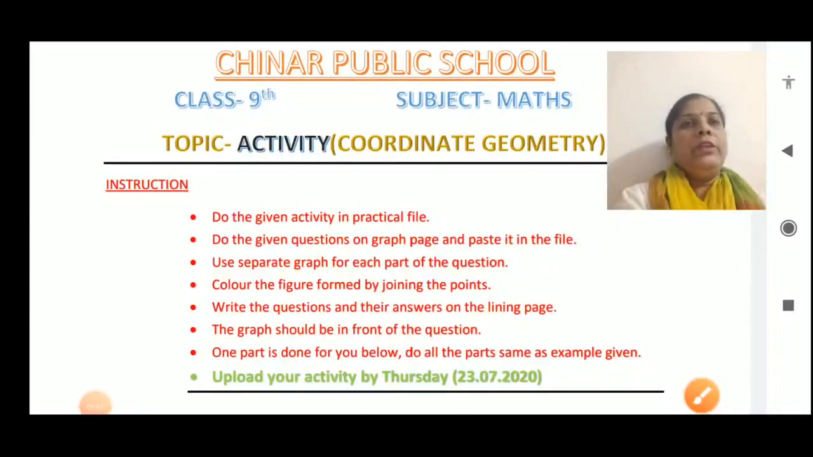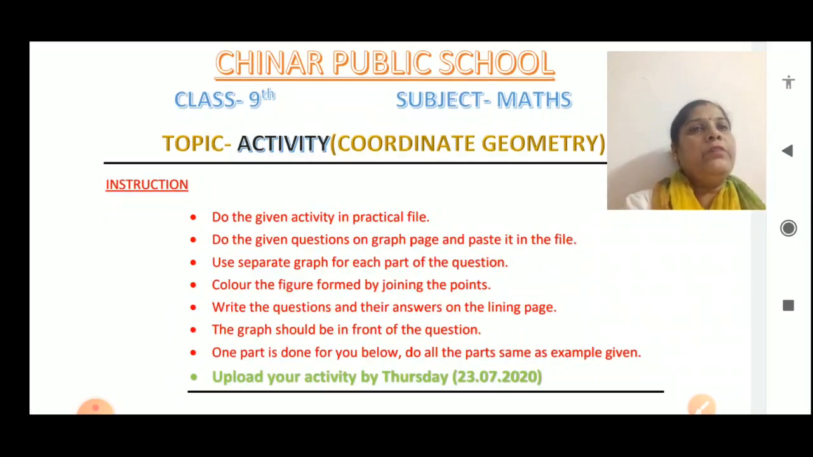Hello everyone. In the previous module we completed our chapter number 3. Now today is the time to do the activity of that chapter, coordinate geometry. First of all you have to look at the instructions properly. The first point is: do the given activity in the practical file.